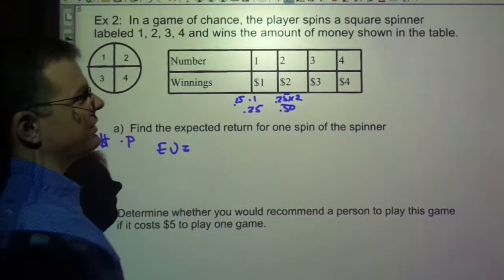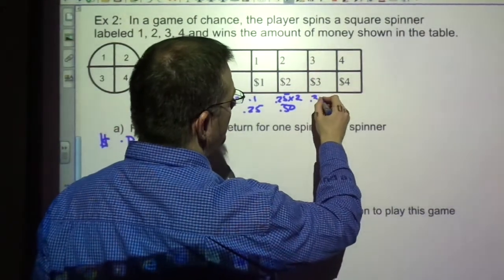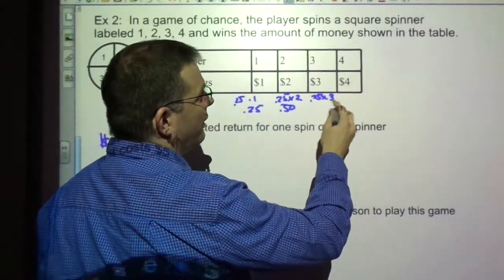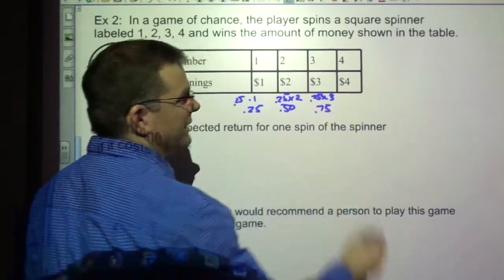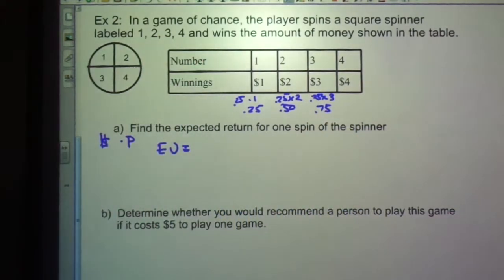I have a 25% chance of spinning a 3, and if I do, I'll win $3, so I should expect to win 75 cents on average over the long term from 3s.